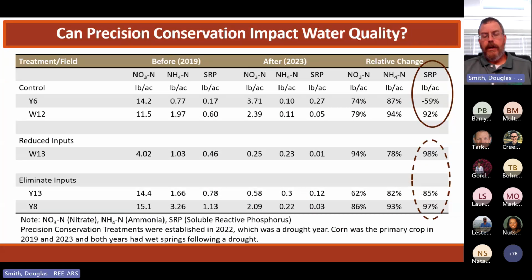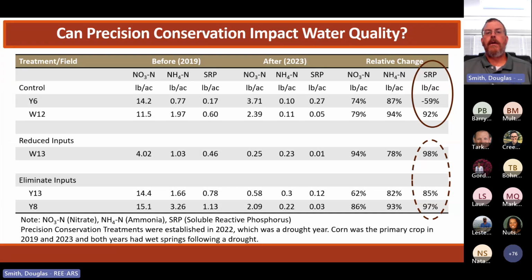Last year was also a drought year. We got enough rain to produce a crop, but not enough to produce runoff. So here we're comparing runoff data from this current year, where we kept the same management. We're also in corn. So we got runoff samples in April and May this year. So that's what I'm calling the after period.